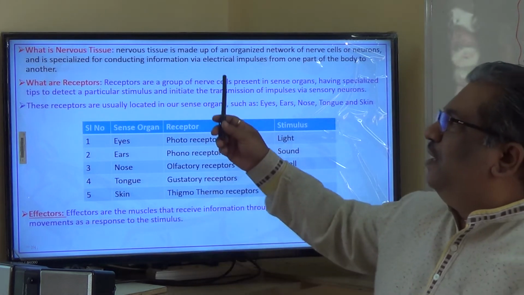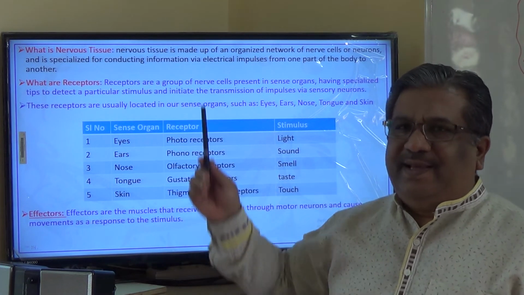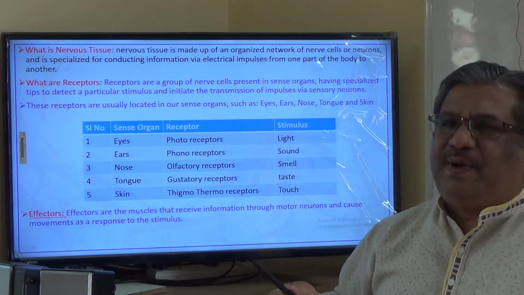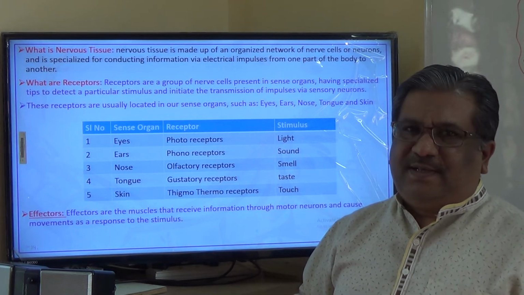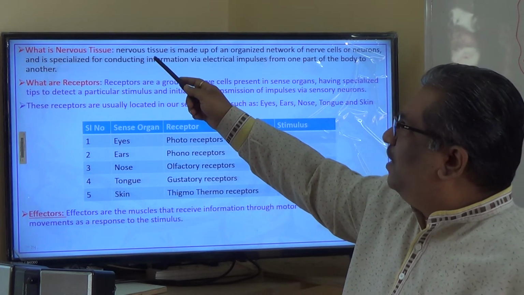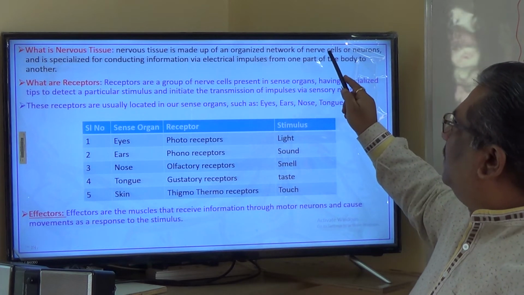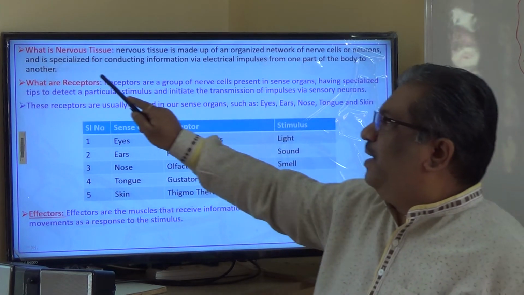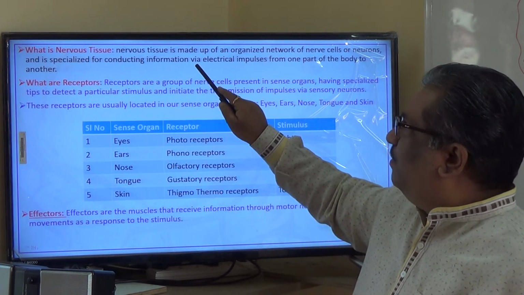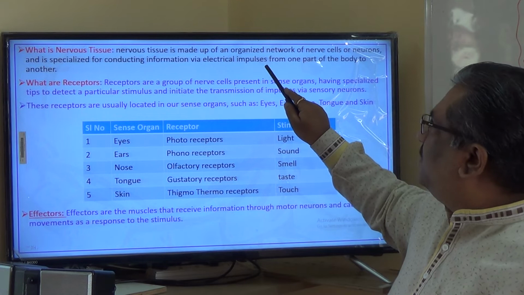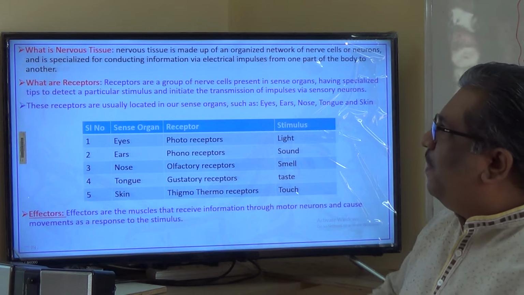Next, we studied earlier what a nervous system was. Now, what is a nervous tissue? There itself we defined that a nervous tissue comprises a network of nerve cells or neurons. So a nervous tissue is made up of an organized network of nerve cells or neurons, and this tissue is specialized for conducting information through electrical impulses from one body part to another. So note down this definition also.